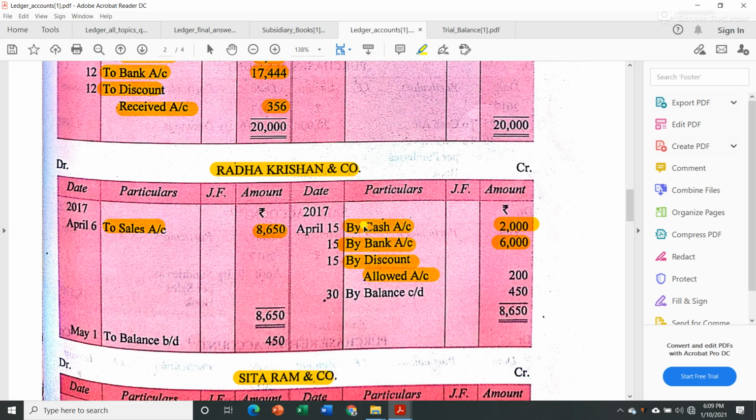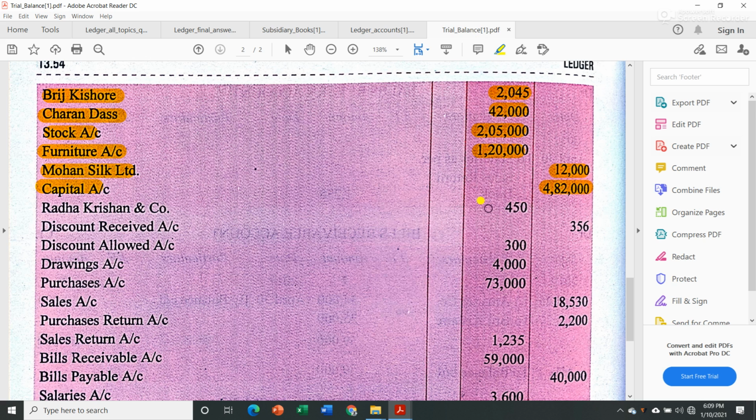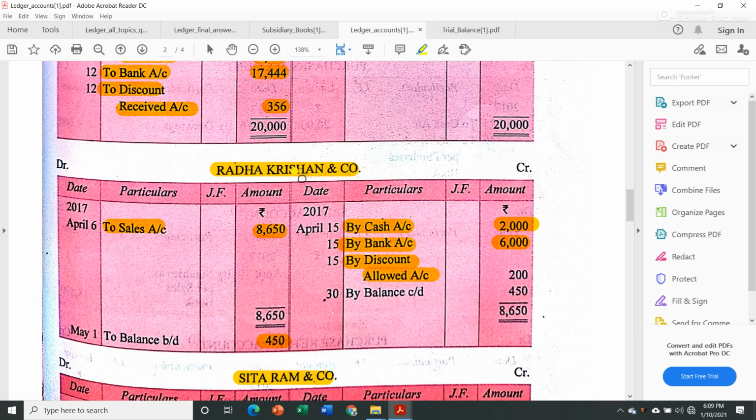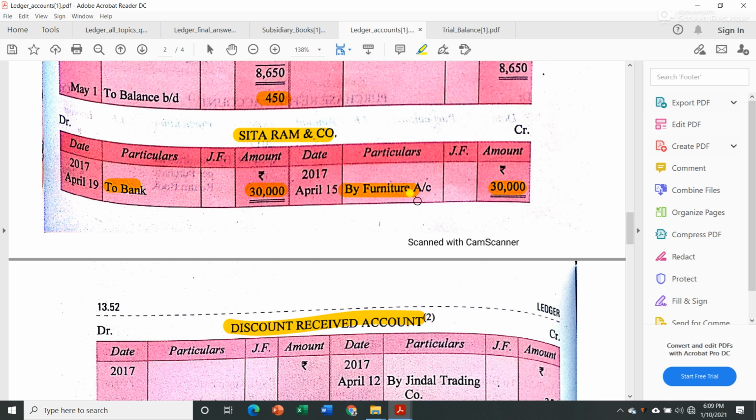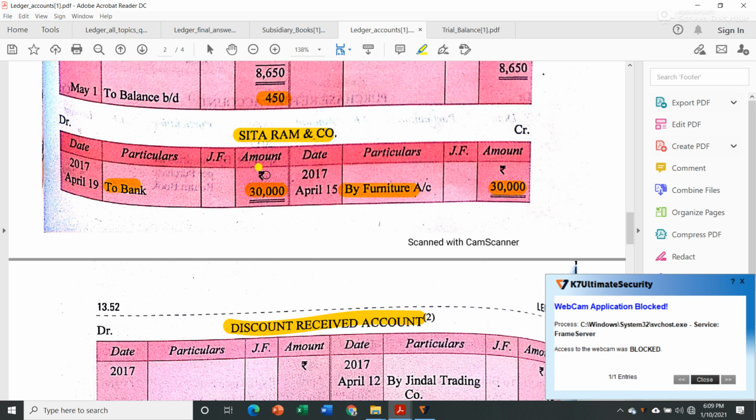Then next we have Radhakrishnan and Company, showing debit balance of 450. Debit balance of 450. Then next we have Sitaram and Company. It is also showing same on both sides, so that means neither debit balance nor credit balance, so we are going to skip this in the trial balance.